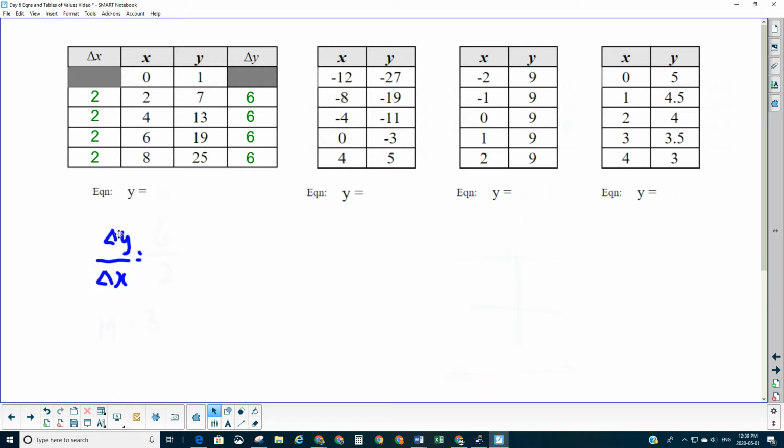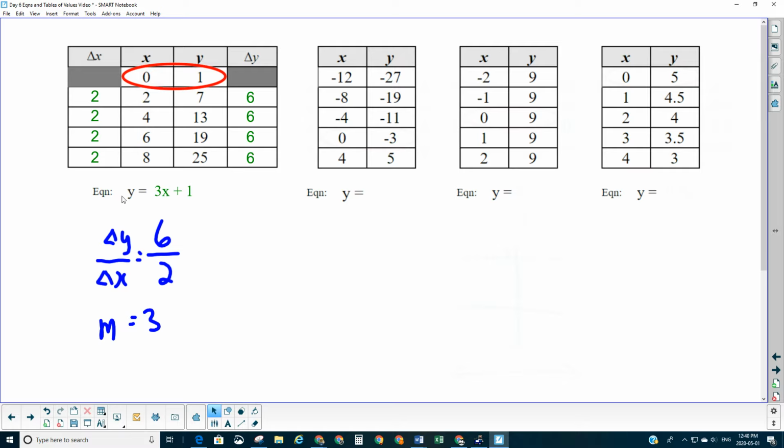Well, let's think about our slope. Our slope is delta y over delta x. So our delta y's are 6's, and our delta x's are 2's. So for every 2, we go up 6. Well, 6 over 2 is the same as 3. So that means my equation is actually 3x. Let's not forget about our initial value in this case is plus 1.